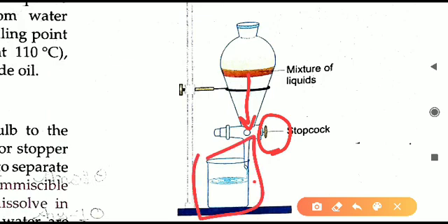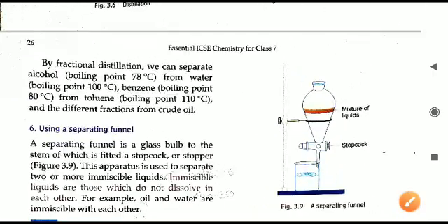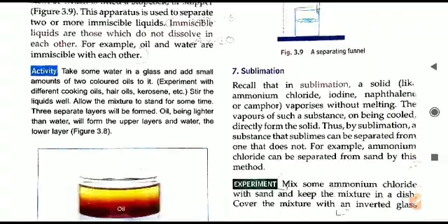We will take this beaker and remove it. We will take another beaker, and then again we will turn on the stopcock. Then this time what will come? Oil will come. So oil and water we can take in two different separate beakers, and this is how we can separate the mixture of immiscible liquids, the liquids which are not able to mix or dissolve in each other. We can separate by this method.